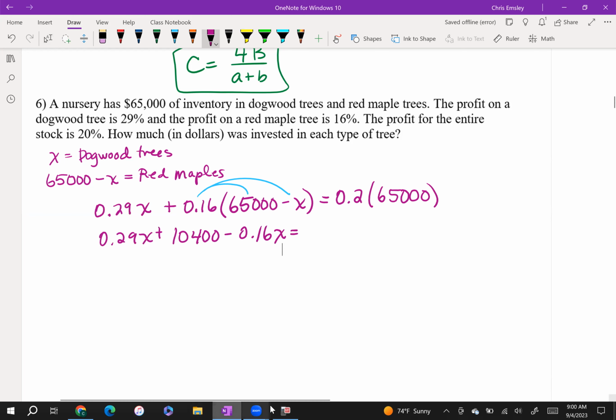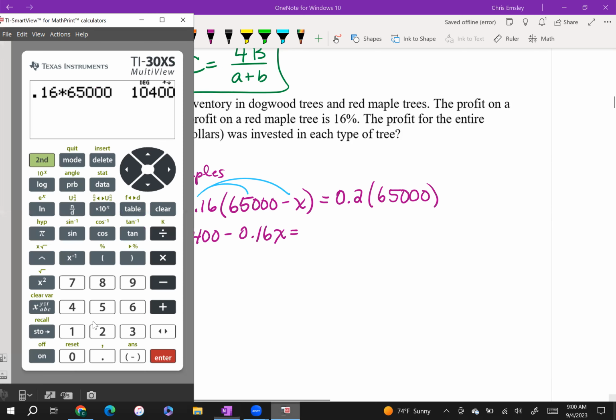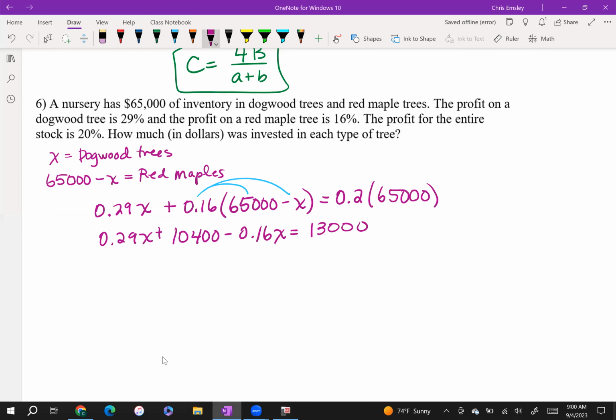And 20% of 65,000 is 13,000. Then we can go ahead, and here we have two like terms. We can put those together. So 0.29 minus 0.16 is 0.13x.